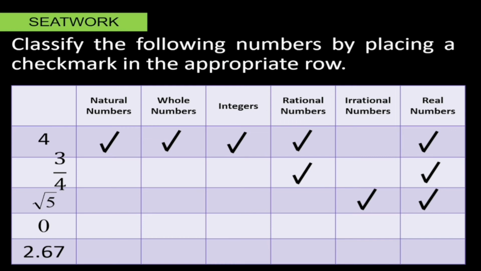For number 4, we have 0. So what do you think? That is a whole number. It is also an integer, a rational number, and also a real number. And for our last problem, we have 2.67. For that problem, 2.67 is actually a rational number and a real number. So kindly count the number of correct answers. I hope that you all got it correct.